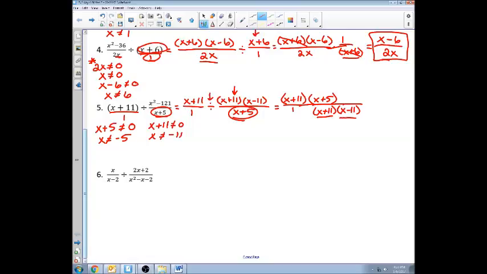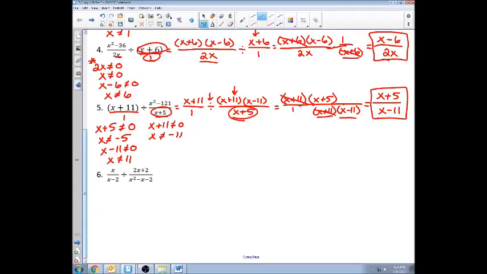And I need to do something with this x minus 11, so x minus 11 cannot equal 0, so x cannot equal 11. Now that I've stated all restrictions, everything is factored as far as it can go, I can start crossing things out. X plus 11 will go away. That will leave me with x plus 5 over x minus 11. And I am done there.